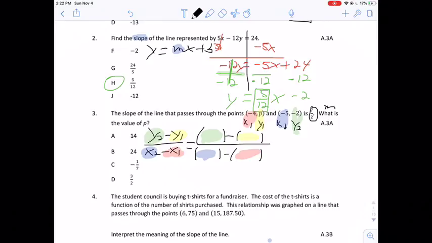Let me put in some numbers here. y2 is going to be -2. y1, well, that is the thing that I want to find. That is my unknown. Okay, x2 is -5, and then x1 is -4. All this is supposed to give me 7/2. I'm missing only what is y1.